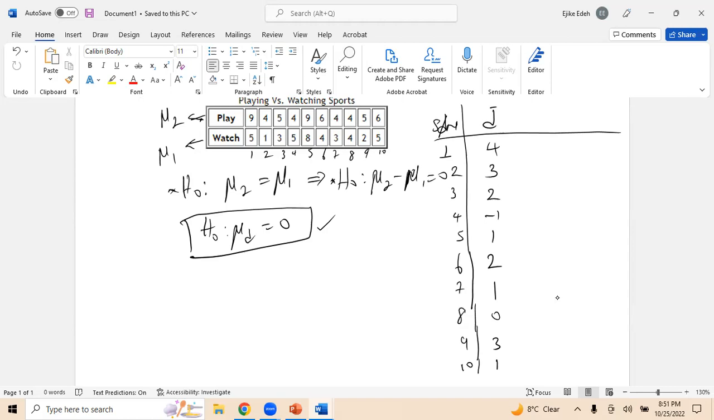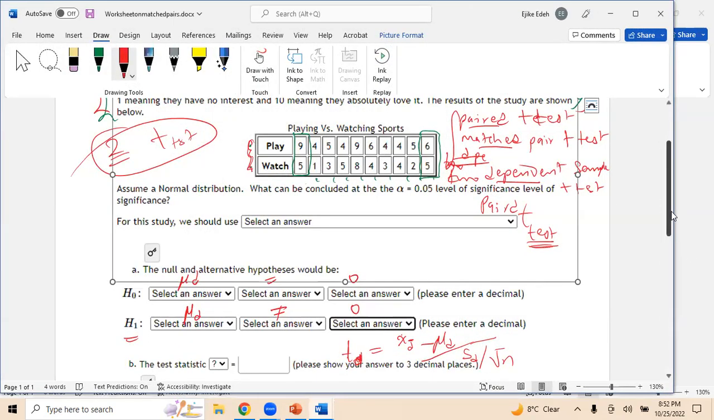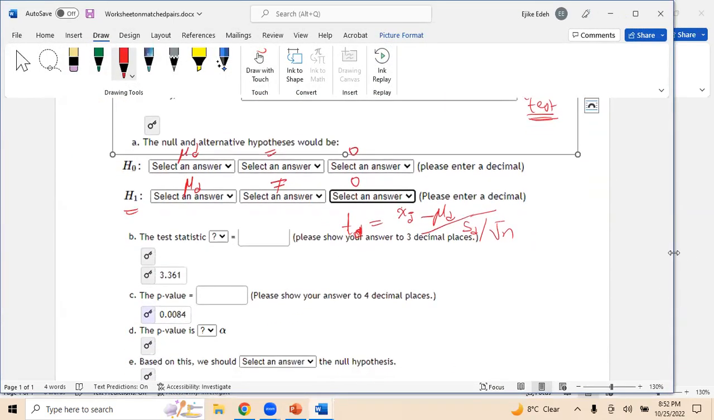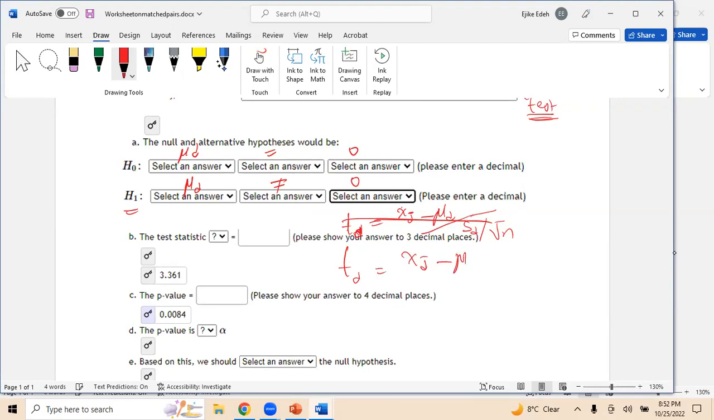Okay, so remember the formula you're trying to get. Why are we doing this? We are doing this because we are trying to calculate the test statistic. And what is the test statistic? It's given by this formula here, right? Maybe I should write it out very well. So the test statistic for the paired sample is the mean of the difference, minus the population mean difference, divided by the standard deviation of the difference all over square root of n, right?